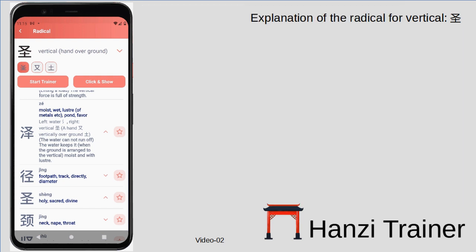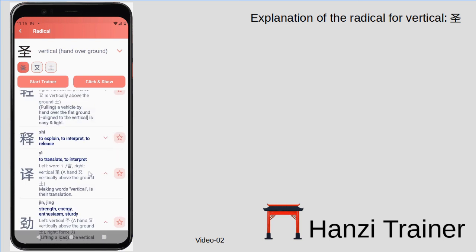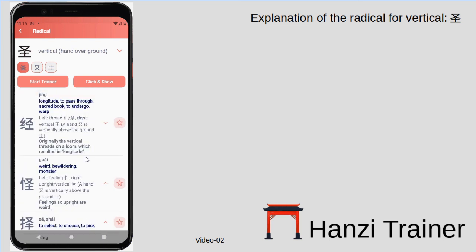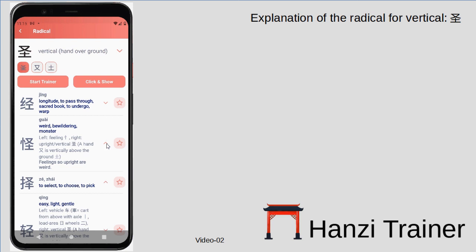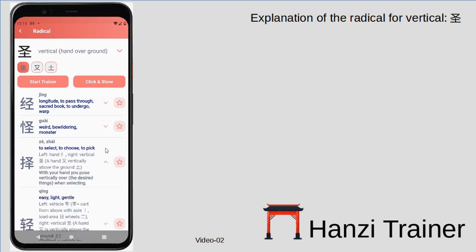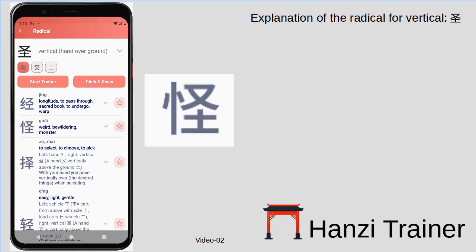I could continue with discussing the characters one by one, but guys, get yourself the app and learn and do it with your own individual speed. For the moment, I want to show another interesting function to you. So you might be interested in learning more about another radical which is used in one of those characters. For example, here in the second entry, we have the radical for weird.